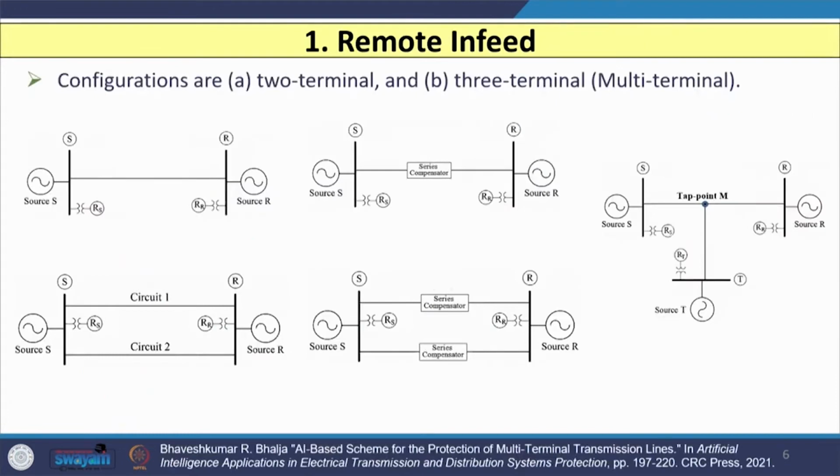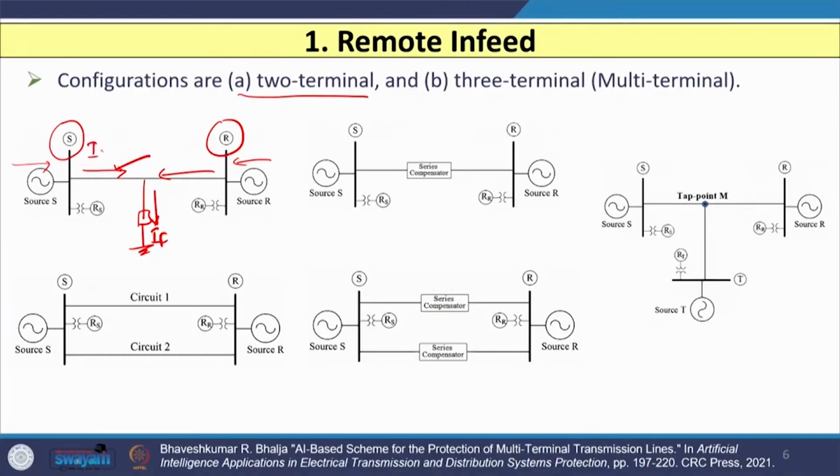So, let us see what remote in-feed is. When I consider the remote in-feed condition, we have to consider two configurations of transmission lines. The first configuration is the two terminal transmission line. Two terminal means we have the transmission line connected between both buses, the sending end and the receiving end, so we have a source at the receiving end as well as at the sending end. If any fault occurs on this line, the current is fed from both ends, the sending end as well as the receiving end.